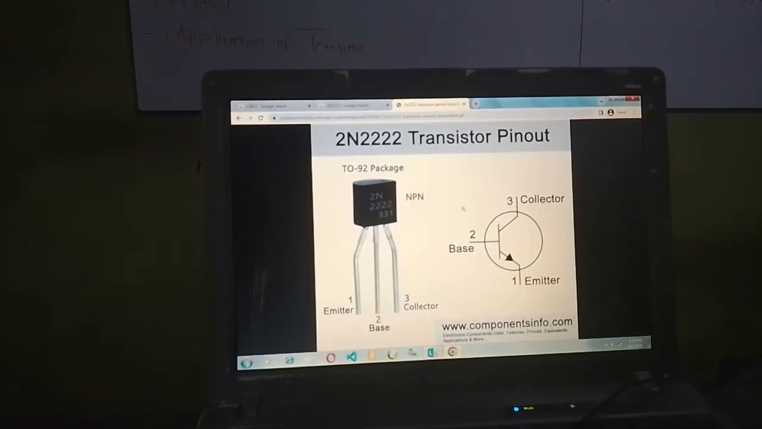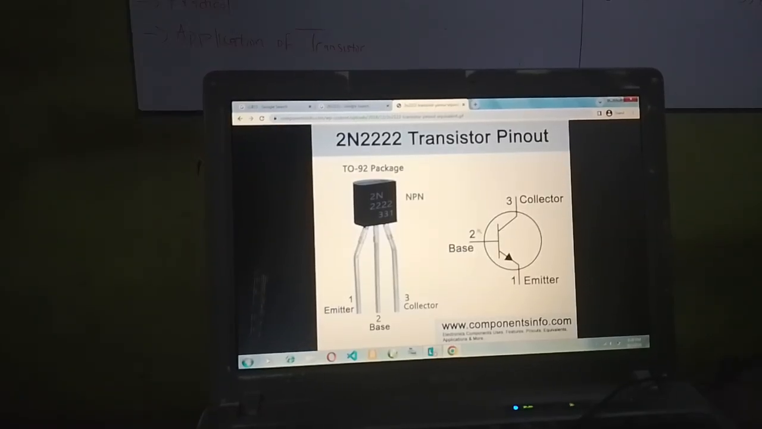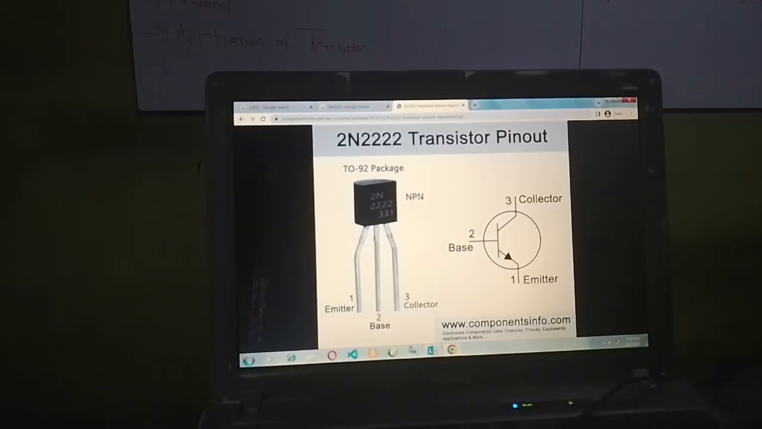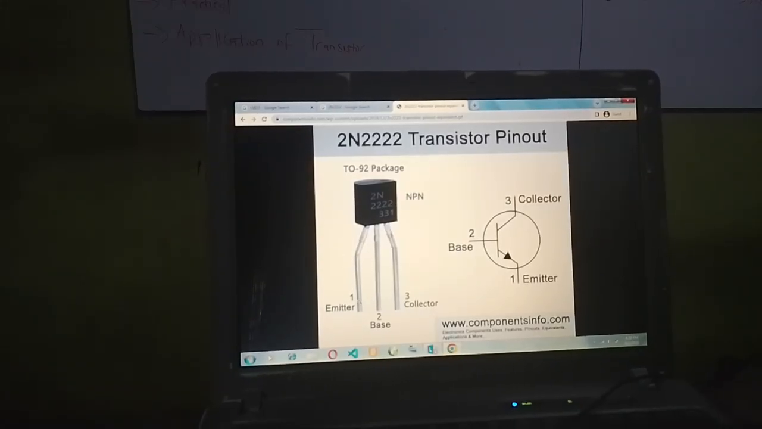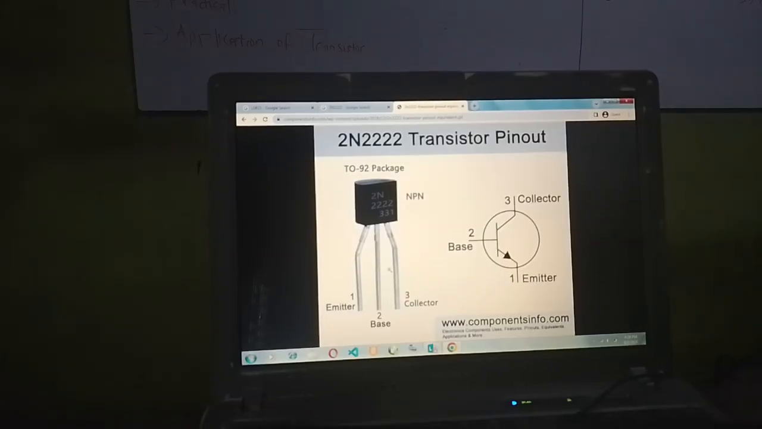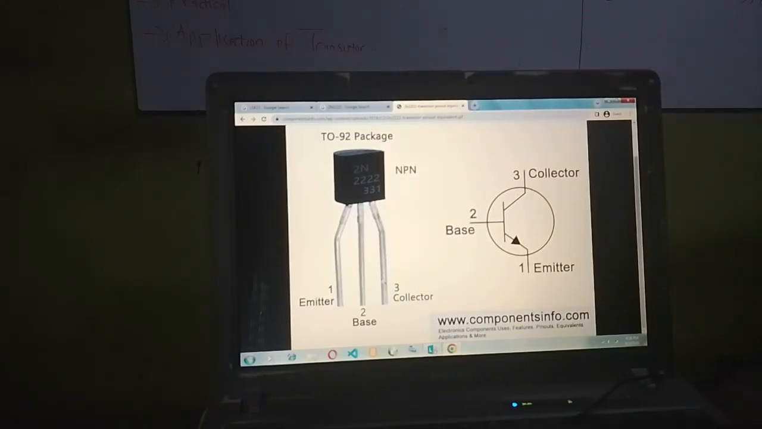Though they're still having the same symbol, and two of them are still NPN. But if you look at it, pin 1 is the emitter, pin 2 is the base, while pin 3 is the collector. Can you see that it's different from C1815?